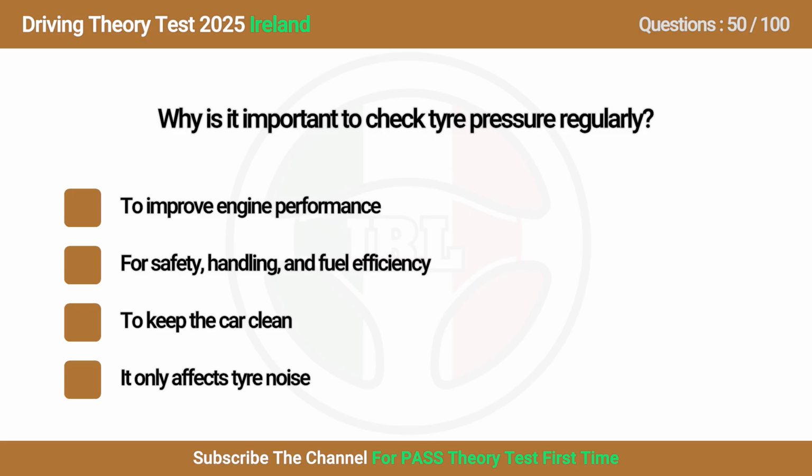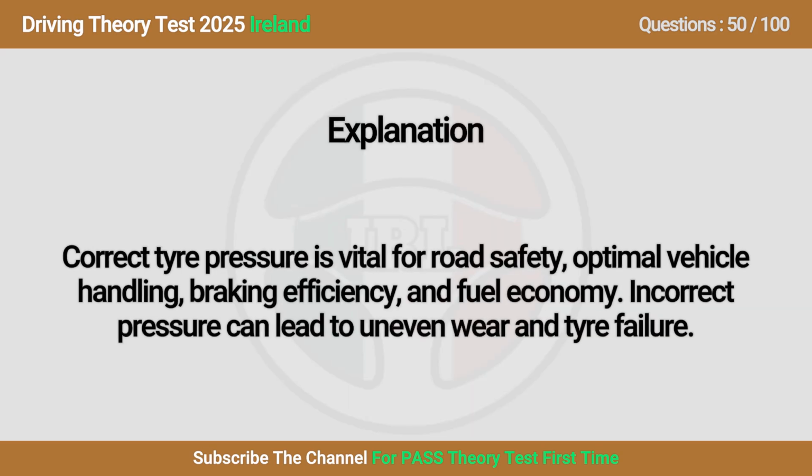A. To improve engine performance. B. For safety, handling, and fuel efficiency. C. To keep the car clean. D. It only affects tire noise. Answer is B. For safety, handling, and fuel efficiency. Correct tire pressure is vital for road safety, optimal vehicle handling, braking efficiency, and fuel economy. Incorrect pressure can lead to uneven wear and tire failure.